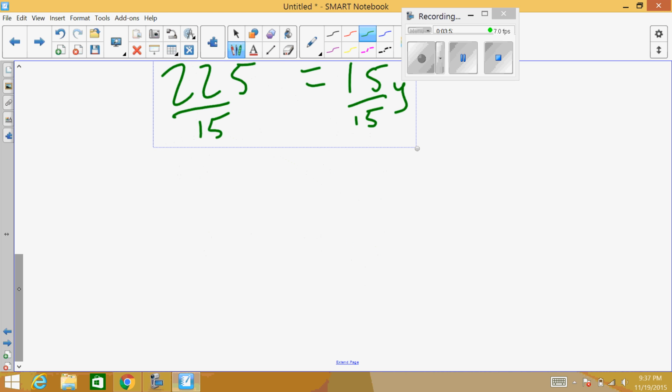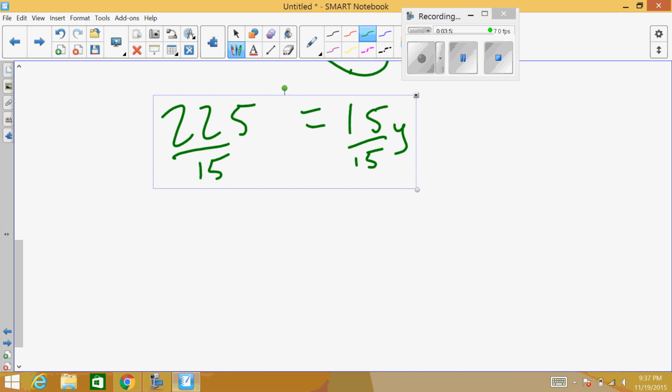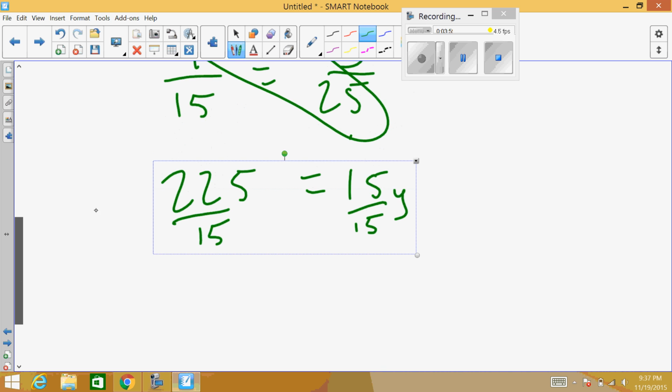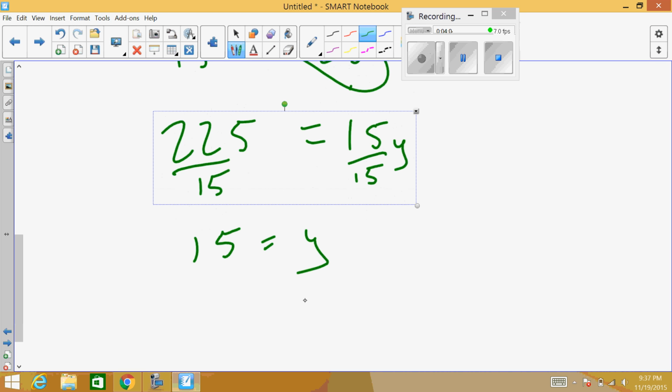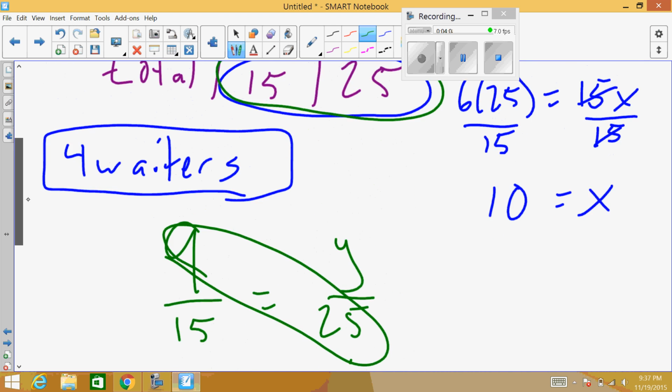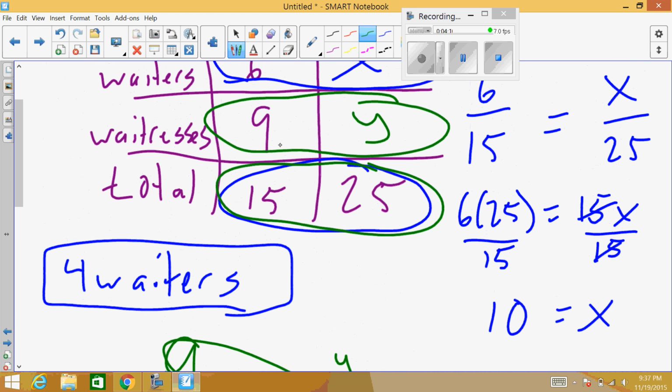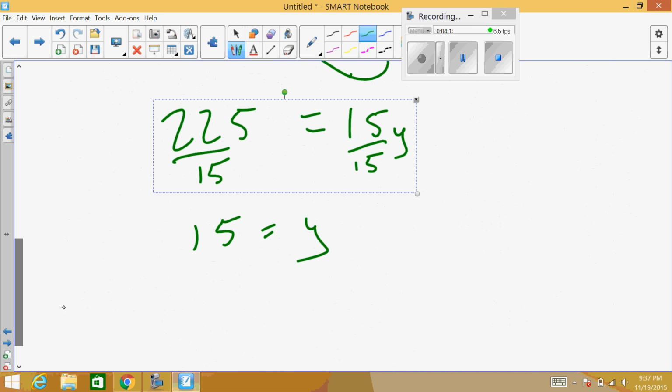Okay, so let's see. I take 225 divided by 15. That should be 15. Y equals 15. Okay, now that's 15 total waitresses again. So I started with 9. 9 plus 6 is 15. So 6 waitresses.